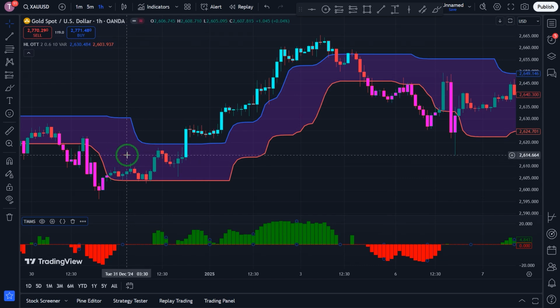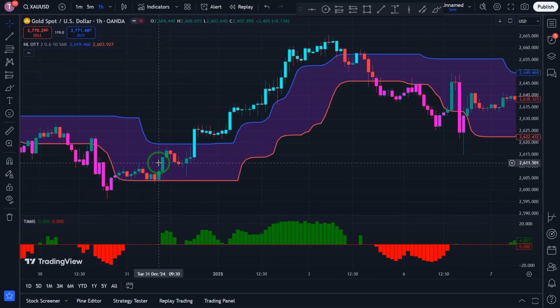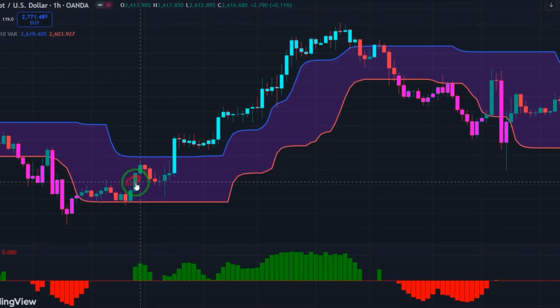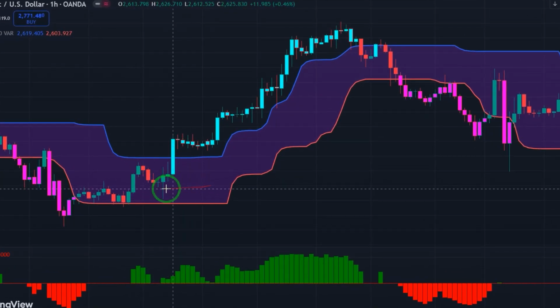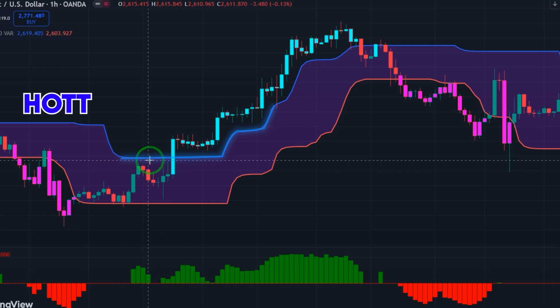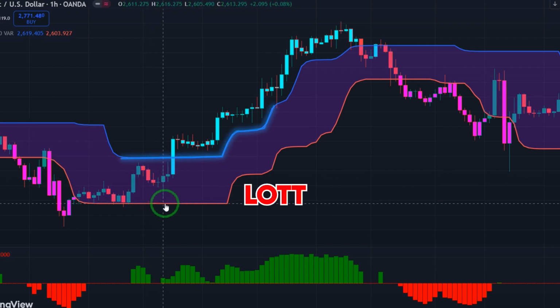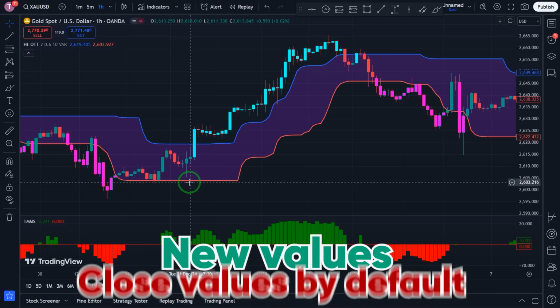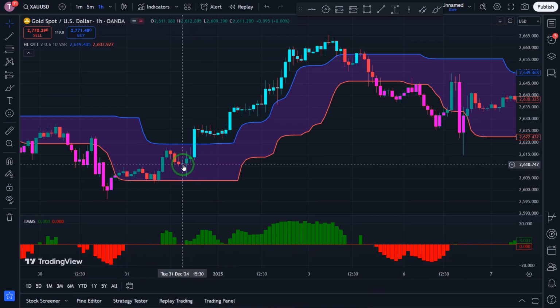Now I need to tell you how to use this indicator. This indicator is an advanced version of OTT, the optimized trend tracker, with significant changes compared to the original version. In this version, there are two lines named HOTT, derived from the highest price, and LOTT, derived from the lowest price, which are calculated using these new values instead of closed values by default. Now, let me tell you about the main features of this indicator.